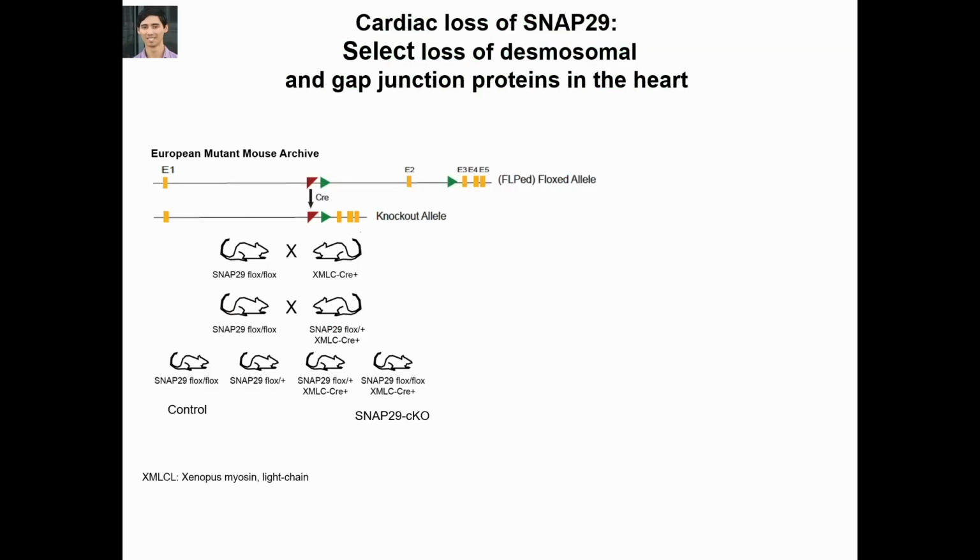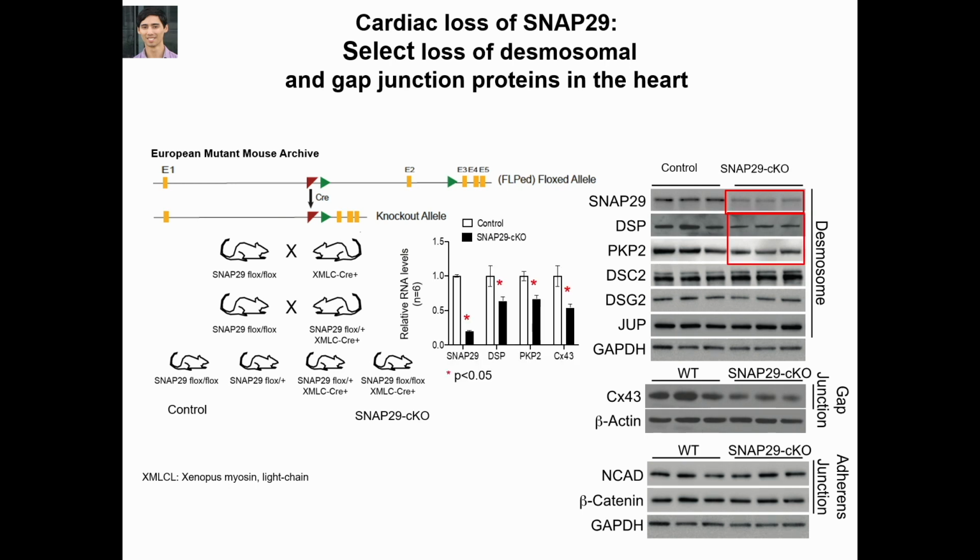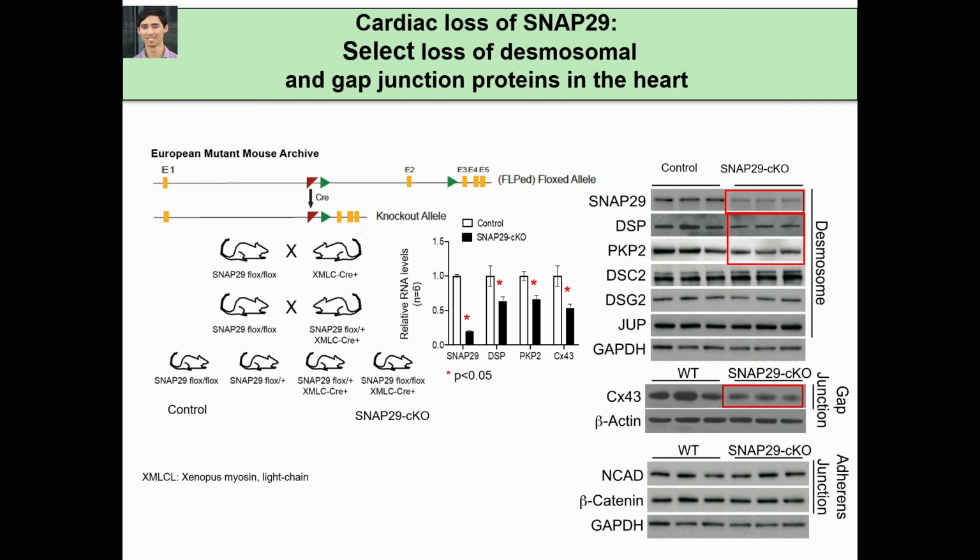And so to understand its role in vivo, we generated a SNAP29 conditional knockout model using XMLC2V Cre to knock it out specifically in the heart. And you can see from these Western blots that very early on when we lose SNAP29, there's really a selective loss of proteins. So desmoplakin is reduced, plakophilin 2 is reduced, which is often bound to desmoplakin, but one of the other things is connexin 43. As I mentioned, this is one of the first proteins that's targeted by loss of these mechanical anchoring genes. And you can see that the other parts of the cell really are not that impacted.